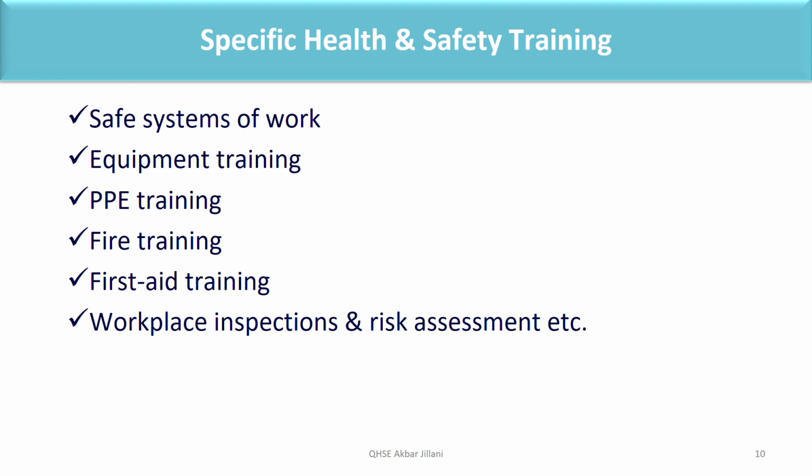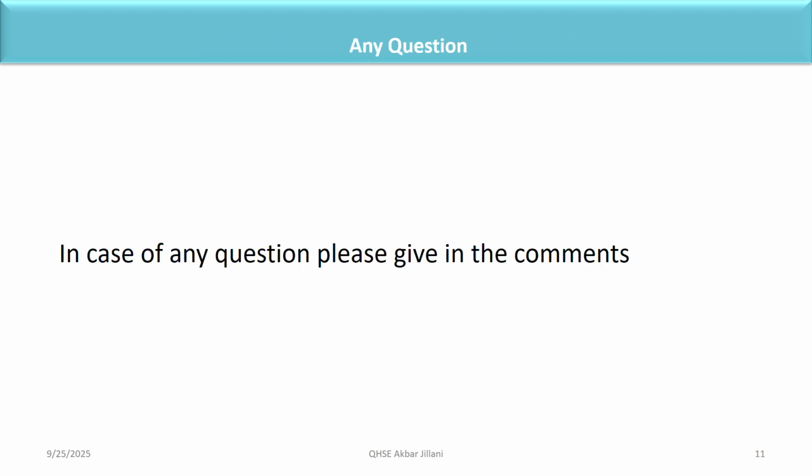Specific health and safety training: safe system of work, SSOW, equipment training. Sometimes we have equipment for which training needs to be provided to the workers. PPE training, firefighting, first aid training, workplace inspection and risk assessment, etc.